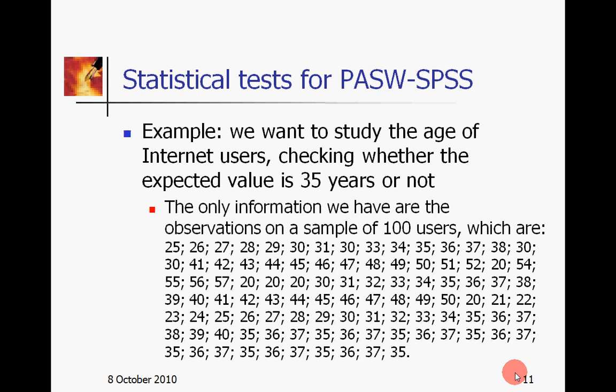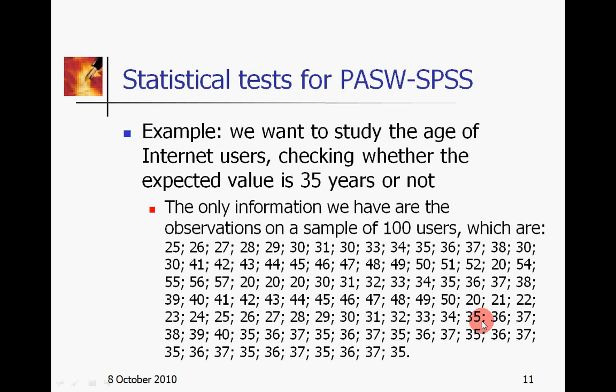We have an alternative hypothesis, which says that the average is not 35. We are interested in investigating whether the average on the population, the expected value, is 35 or not. The only information we have, however, is on a sample of 100 users, so we don't have information on the entire population. This is the sample we get, so 100 numbers.